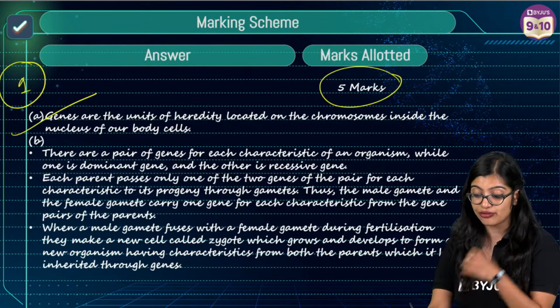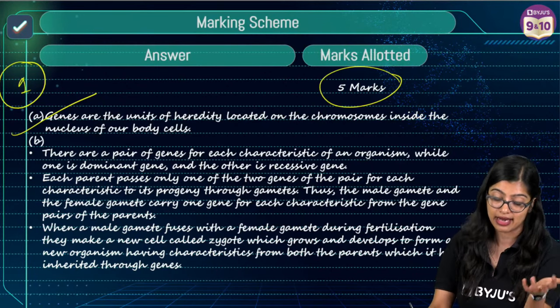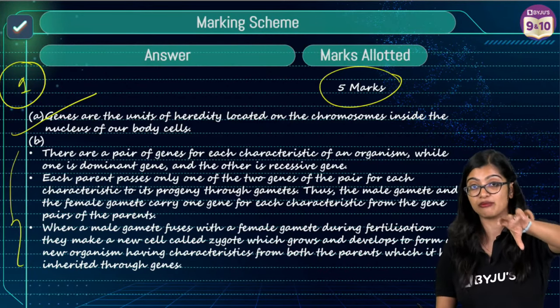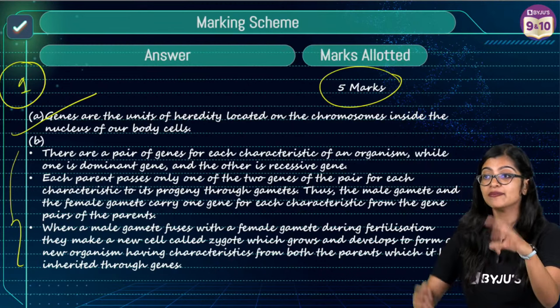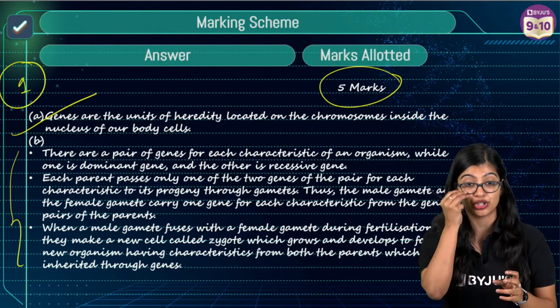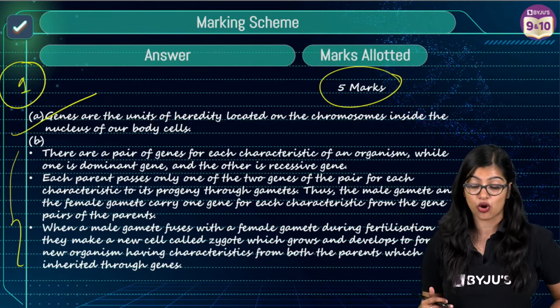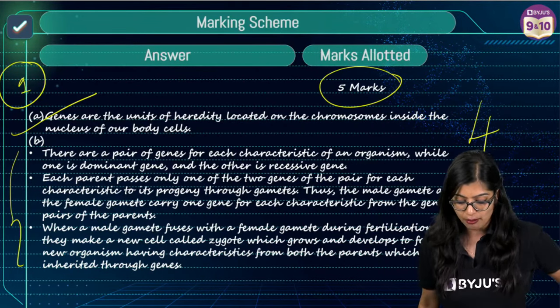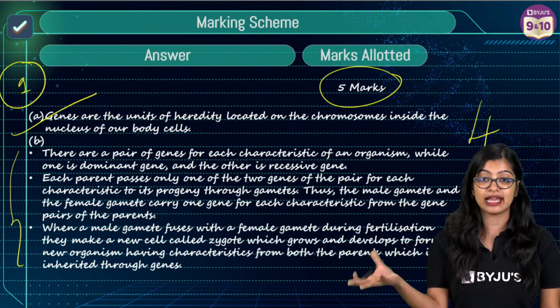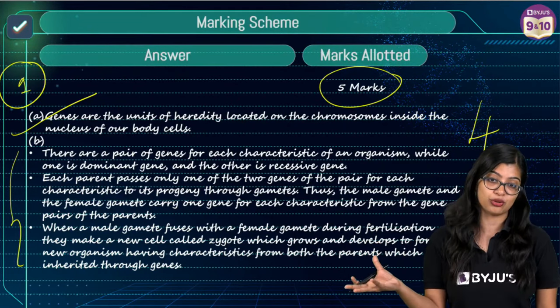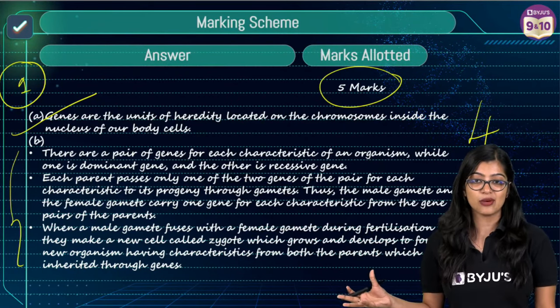A pair of genes for each characteristic is necessary. One pair will come from the mother, one will come from the father, and they make up the genetic constitution. So this is very, very important. You need to elaborate on all of these points. You will get 4 marks out of it, because at the end of the day, the chromosomal number should be balanced. So are we clear with this?